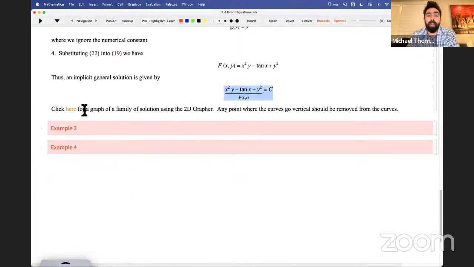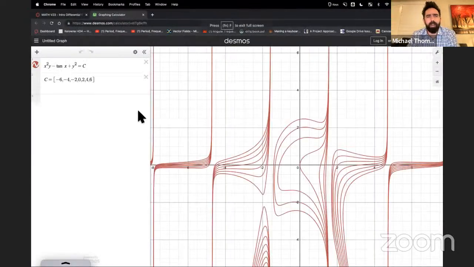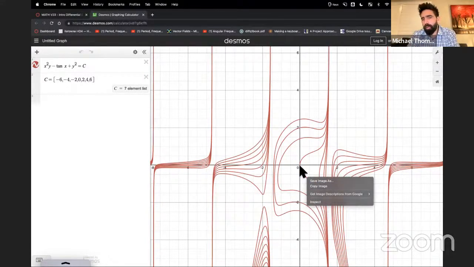All right, and if you wanted to see the general solution, or a family of these solutions, I made some on Desmos. This is what they look like. This is in the XY plane. Of course, you'd want to remove all points for which the graph goes vertical. So you'd probably want to remove a point there, probably right about there, right there.